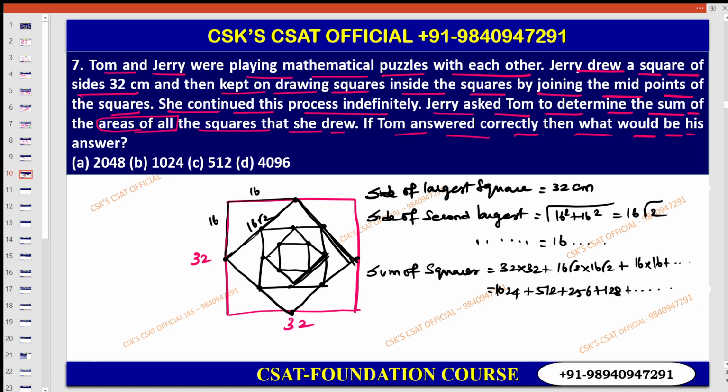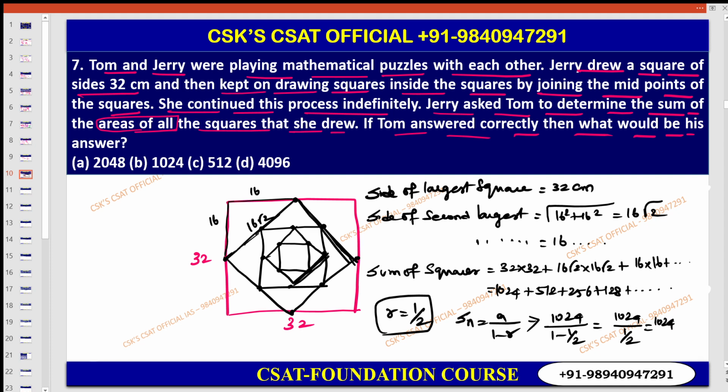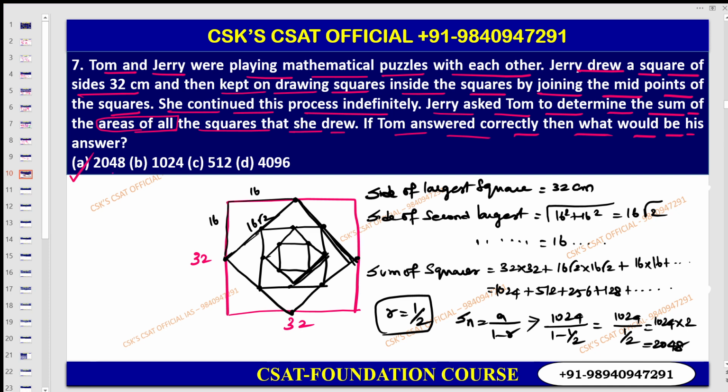Now try to understand, it's an infinite series. It is a geometric series because the common ratio is equal to 1 by 2. When the common ratio is 1 by 2, to solve this infinite series we have S_n equal to a by 1 minus r. So a is 1024 by 1 minus 1 by 2. So 1024 by half, the denominator goes to the numerator as a reciprocal. Therefore 2048. The answer for the question here is A, 2048. Everyone understood?